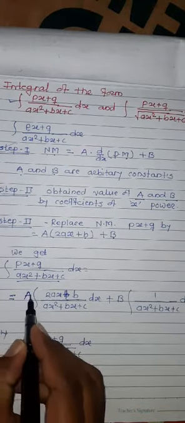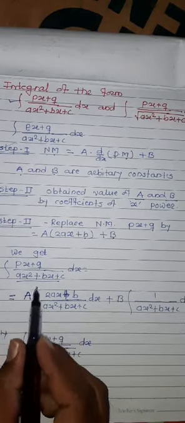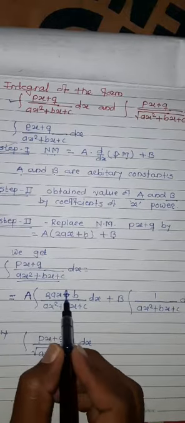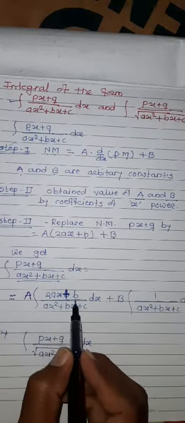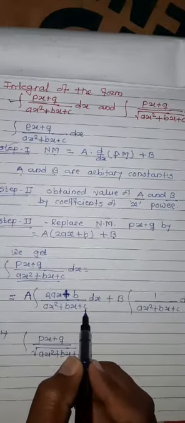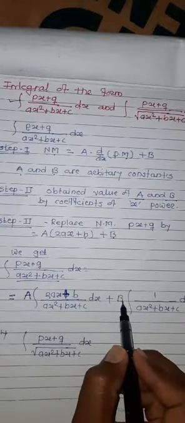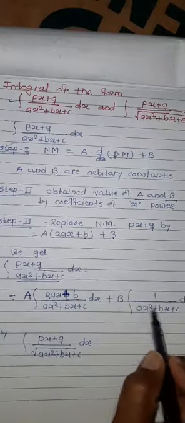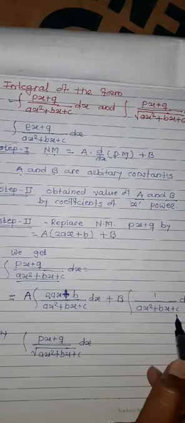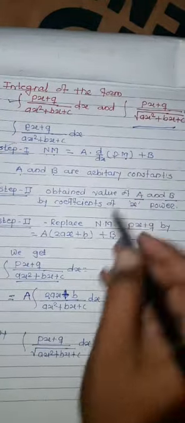The integration can be written as A, the arbitrary constant, times the integration of (2ax + b) divided by (ax² + bx + c) dx, plus capital B, the arbitrary constant, times the integration of 1 upon (ax² + bx + c). Similarly, this integration is also written like this using these steps. Now see the example on this.